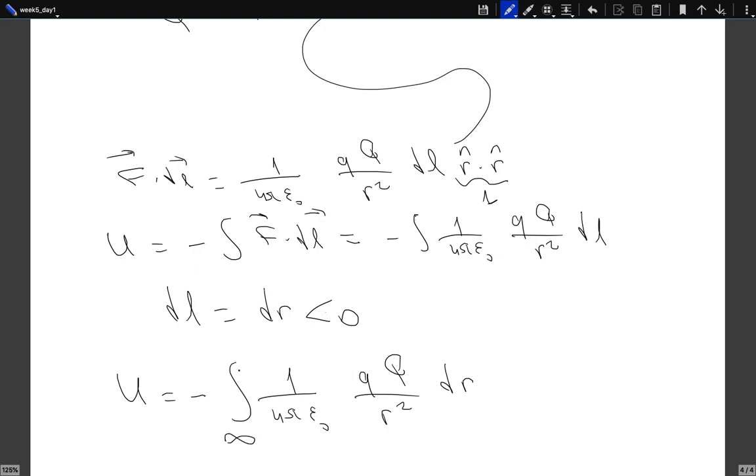From infinity to R. Why not from R to infinity? Well, you see, I could have defined dr to be positive by putting a minus sign over here. The important thing is, what is the sign of this one? In this problem, we had chosen that sign to be negative. So it starts from a large value, goes to the smaller value. I could have just as well chosen this to be minus dr. In that case, dr would be positive, so I should put the integral from capital R to infinity. The important thing is that my range should cover all my segments.